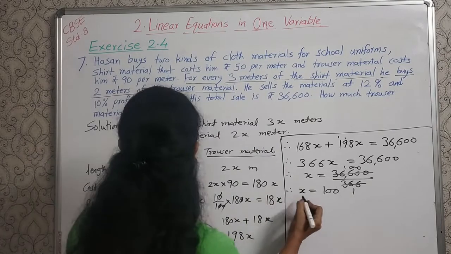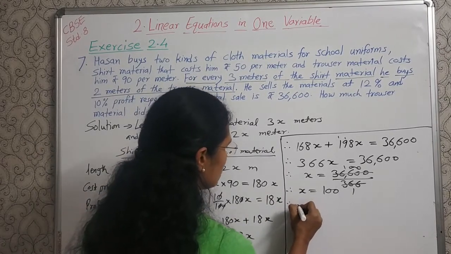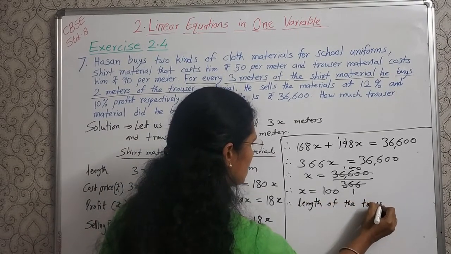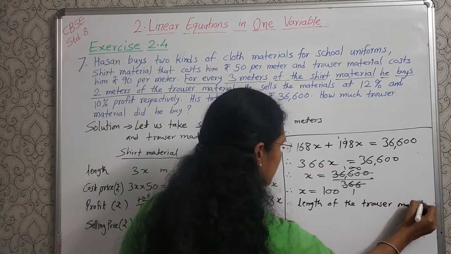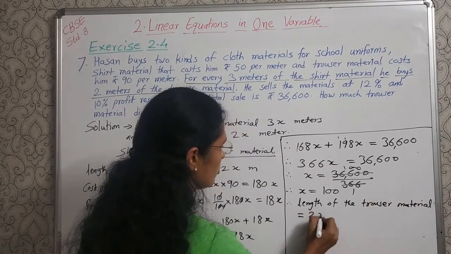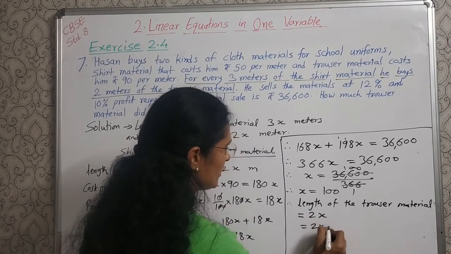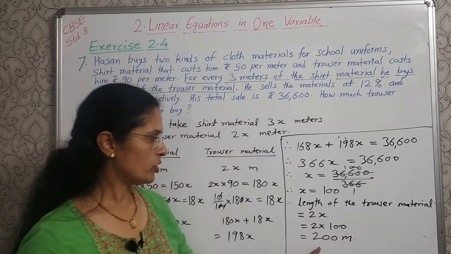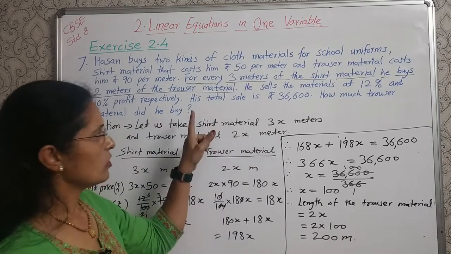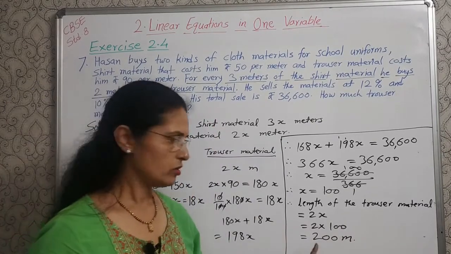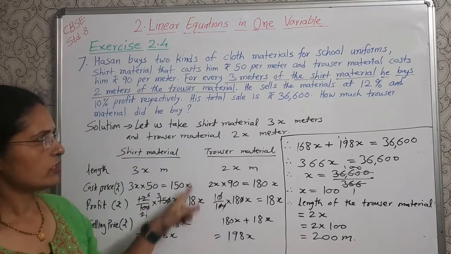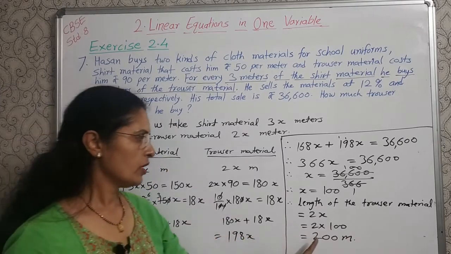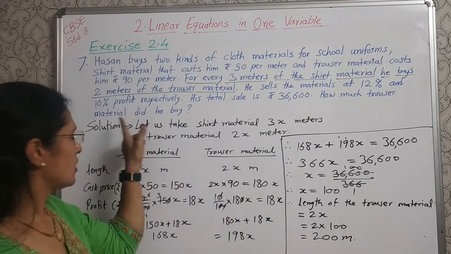So let us find the length of the trouser material, that is equal to 2x, and it is equal to 2 multiplied by 100, so that is 200 meters. So he bought 200 meters of cloth for trouser. 200 meters is the answer for this question. How much trouser material did he buy? So he bought 200 meters of trouser material.